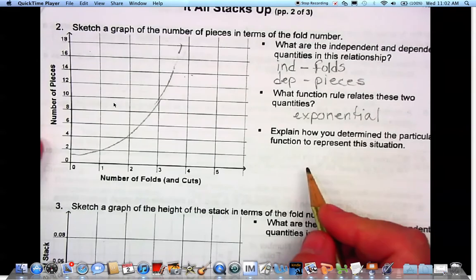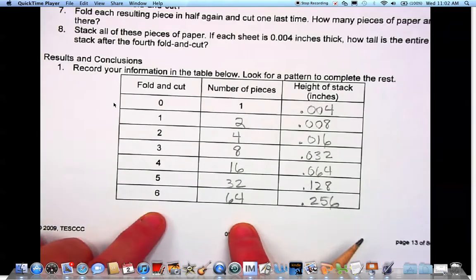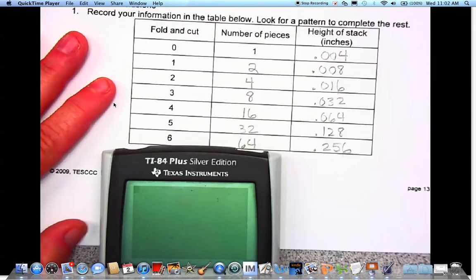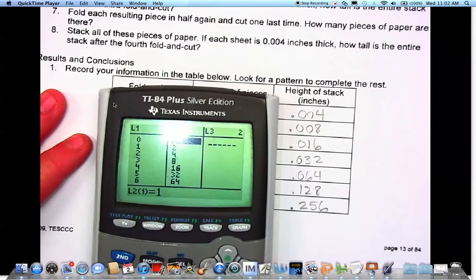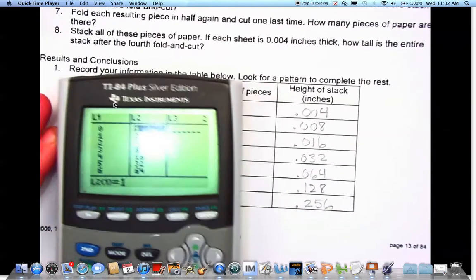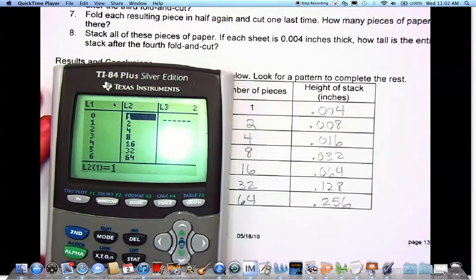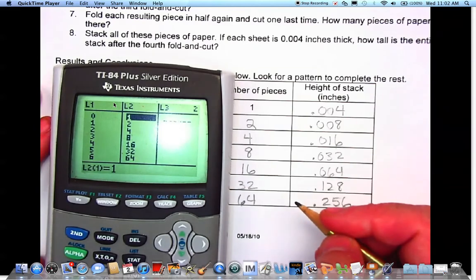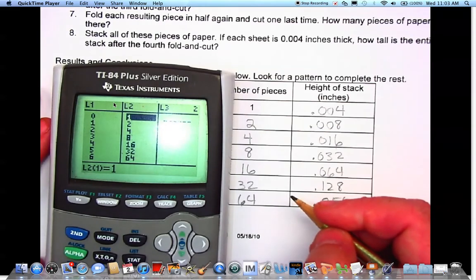Now we're going to come up with an equation for this curve or this table right here. Any ideas how we could come up with the equation? Stat, edit? Okay, let's do that. Everybody got a calculator? We're going to put it in stat, edit: 0 through 6 in L1, and then we'll put the number of pieces in L2. Okay, if we think it's exponential, are we going to do linear regression? No.